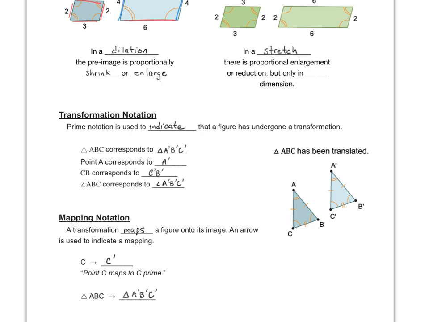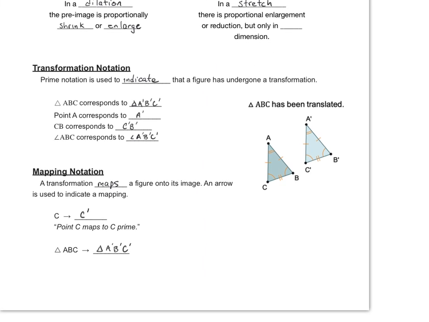Transformation notation, and I've spoken to this as we go, but prime notation is used to indicate that a figure has undergone a transformation. So here, ABC has been translated. So, we've gone from here to here, right? Just understanding that triangle ABC corresponds to triangle A prime, B prime, C prime, because that's my new triangle, A prime, B prime, C prime.